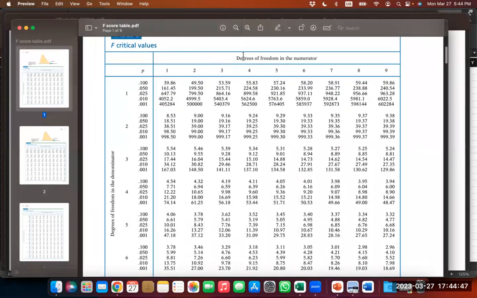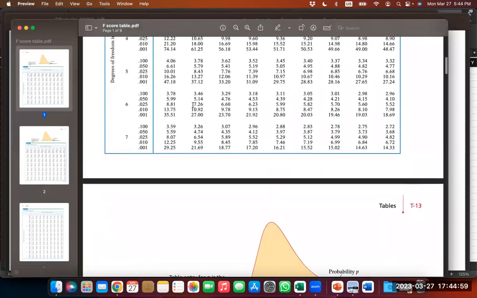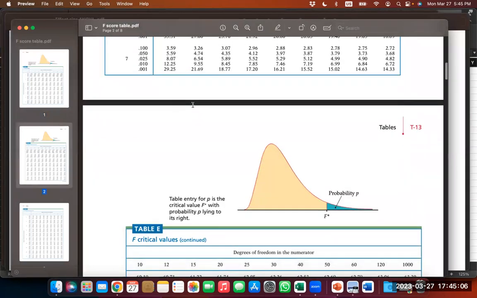You find now the degrees of freedom in the numerator. So we have three groups and it's 2 degrees of freedom between. So that's column 2. We're going now for degrees of freedom in the denominator. Within groups is subjects multiplied by groups. That's 15 minus the number of groups. So this is 12.